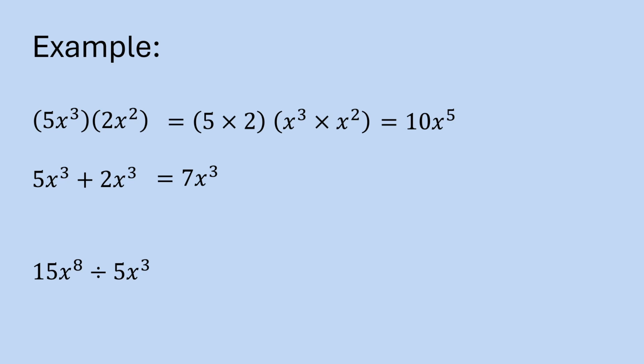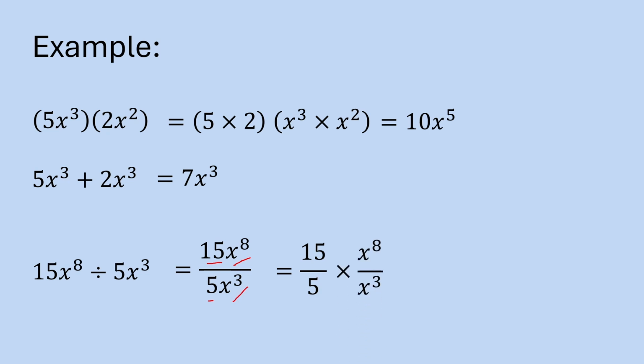Next example, 15x⁸ divided by 5x³. We can write the same thing like this, 15x⁸ divided by 5x³. First we will divide 15 by 5. Now we have the remaining values, x⁸ divided by x³. So 15 divided by 5 is equal to 3, and for x⁸ divided by x³ we can use the exponent rule. So x to the power of 8 minus 3 is equal to x⁵. So the answer is 3x⁵.